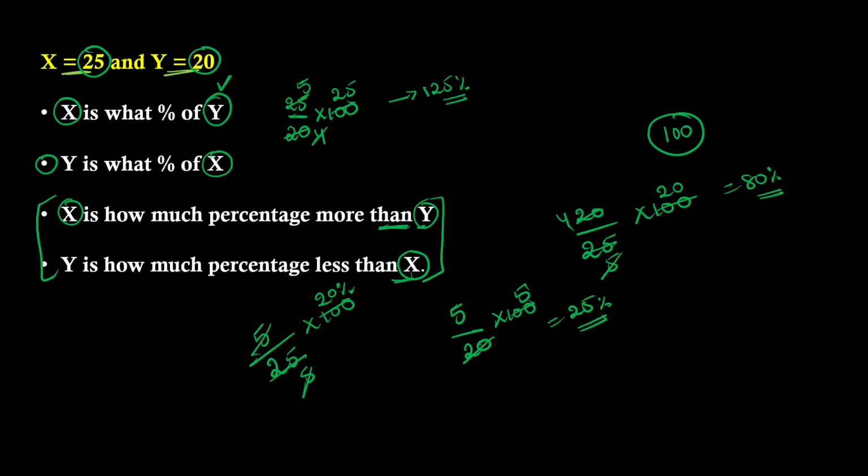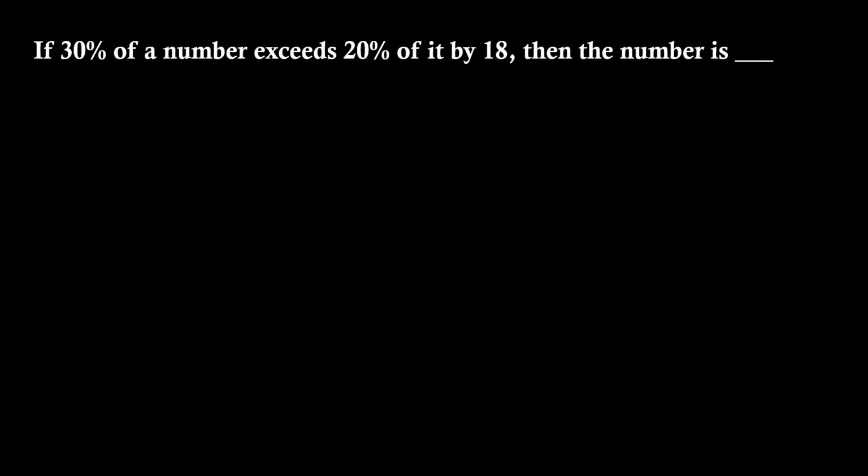Let us move on to the next one. Do understand this question. Try to solve this question of if 30% of a number exceeds 20% of it by 18. Let us understand this question once. 30% of a number exceeds 20% of it. So the given question is about the same number. 30% of a number exceeds 20% of it.